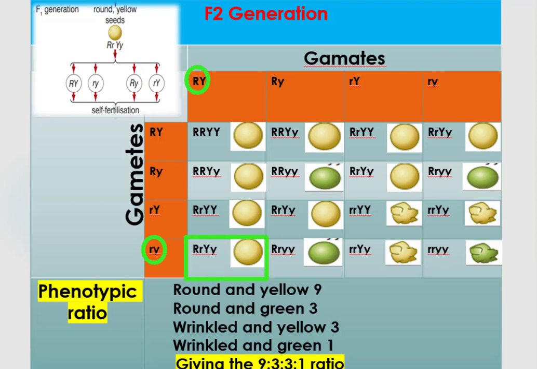When small r, small y fused with capital R, capital Y, it produced capital R, small r, capital Y, small y. Small r, small y fused with capital R, small y, it produced capital R, small r, small y, small y. When small r, small y fused with small r, capital Y, it produced small r, small r, capital Y, small y. When small r, small y fused with small r, small y, it produced small r, small r, small y, small y.